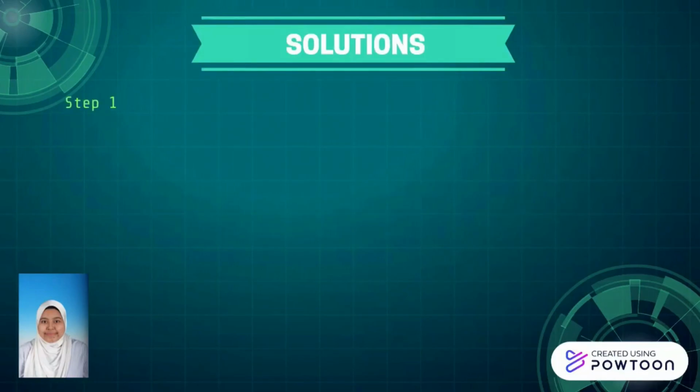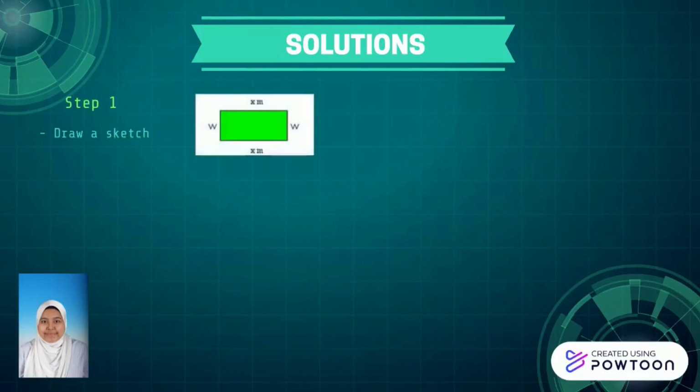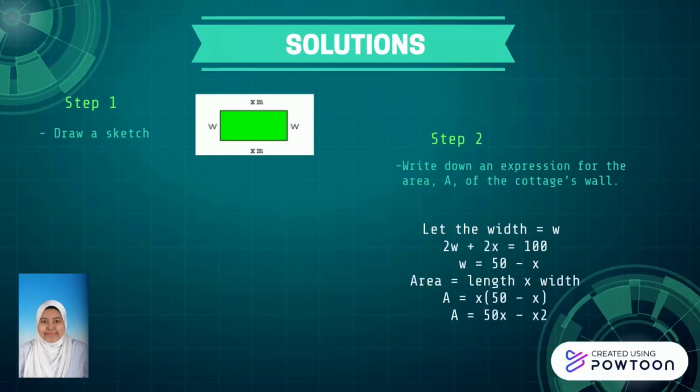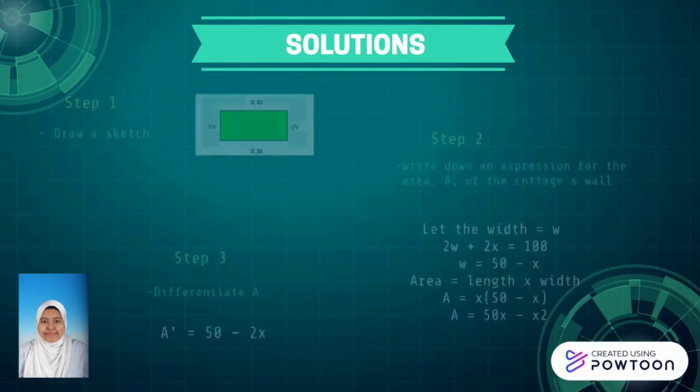So what we need to do is follow the steps that were already mentioned before. For the first step, draw a sketch. As the question mentioned, she wants to enclose a rectangular cottage wall, so we need to sketch a rectangular shape. The second step is to write down an expression for the area of the cottage wall. The area of the rectangle is length times width. For the third step, we need to differentiate the area.